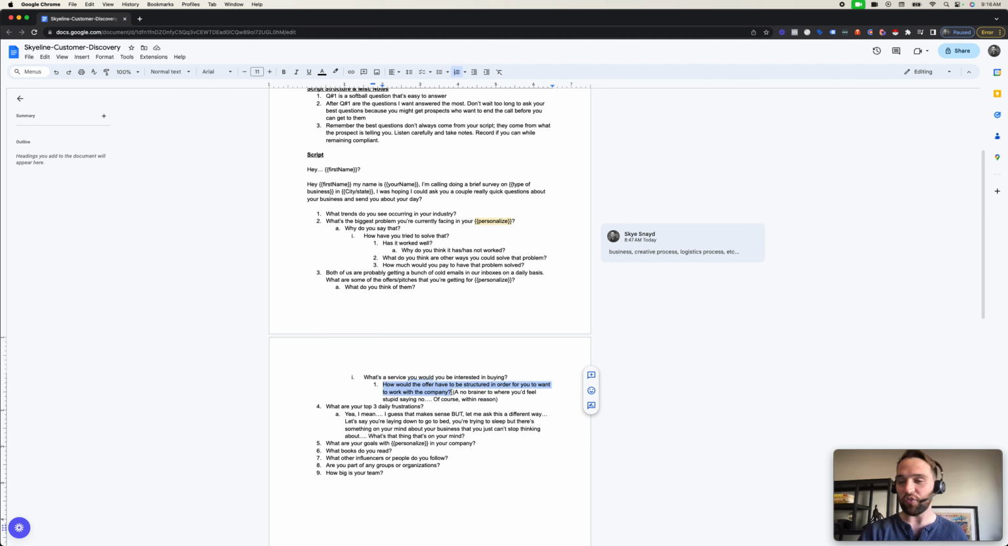How would they have to structure the offer to make it a no-brainer for you? Like, what would the conditions be to where you would feel stupid saying no to someone emailing you about bringing in new patients to your practice?